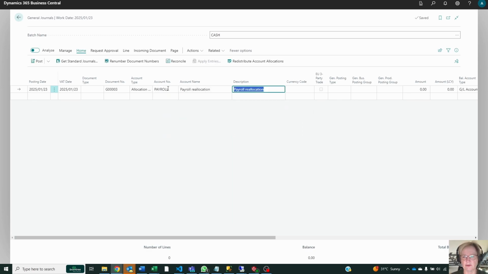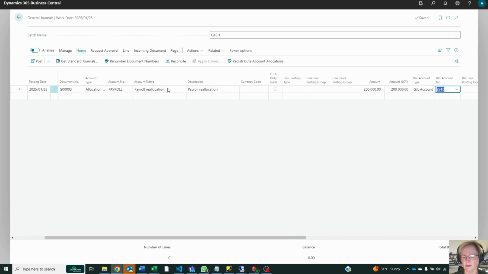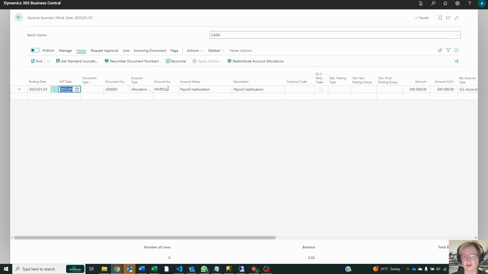And lastly, let's try the last one, which was the payroll. So this one, remember, is a variable allocation. And what I'm going to do, let's say our payroll comes to 200,000. I have my bank account or my contra account. And we now have this option on the menu called redistribute account allocations. Now, just a word here, I have promoted this. I've moved it onto this menu so that I have easy access to it. It is hidden in the menus of the page. You may have to go and look for it.